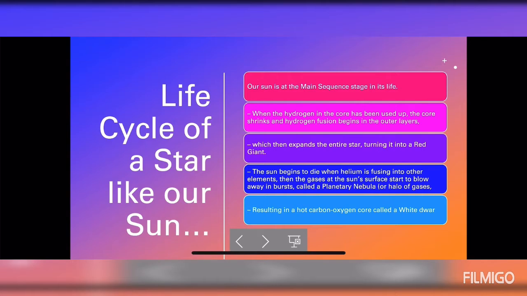The Sun begins to die when helium is fusing into other elements. Then the gases at the Sun's surface start to blow away and burst, called the planetary nebula or a halo of gases, resulting in a hot carbon-oxygen core called the white dwarf.